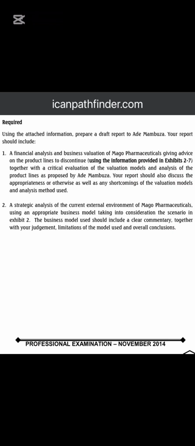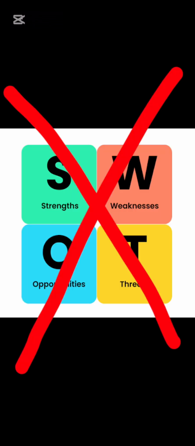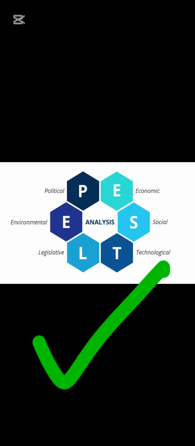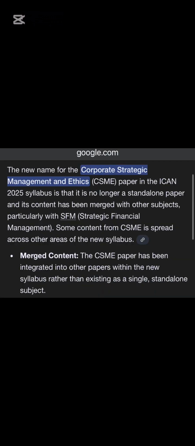The second mistake is that some students don't use the proper model. Look at this, for instance. They specifically said a strategic analysis of the external environment. In this case, if you use SWOT, that's wrong because SWOT analysis covers both internal and external. But the right model for this is the PESTEL analysis. The models were part of the case study, the CSME syllabus.